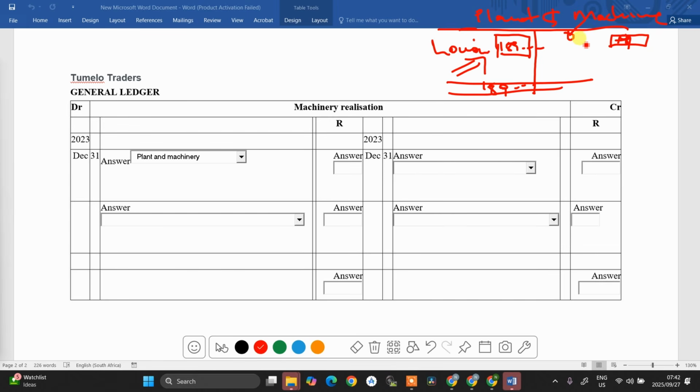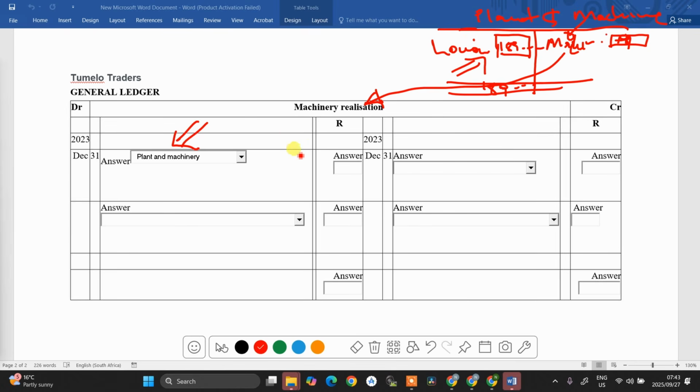And for this transaction we know that the other account that is involved is going to be machine realization. So since we are crediting this plant and machinery account, that simply tells us that we are going to debit the machinery realization account. Okay, so once we know the half of this total here, we are going to write it here, and here we are going to say this is machinery realization. Okay, what does that tell us in terms of what we are doing here? It simply means that here you are supposed to choose plant and machinery. Okay, I think that makes sense.